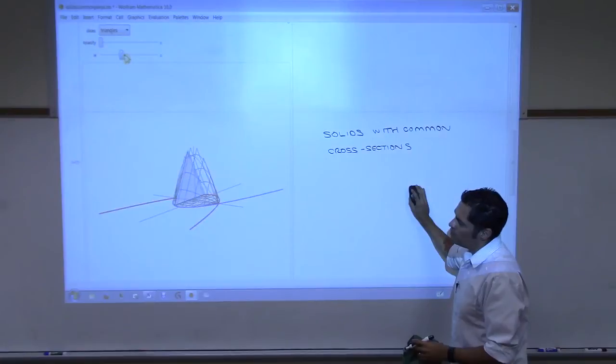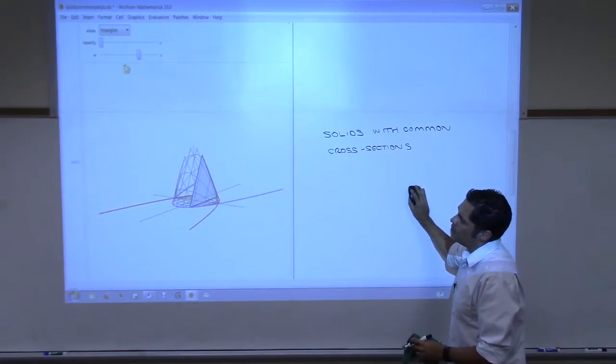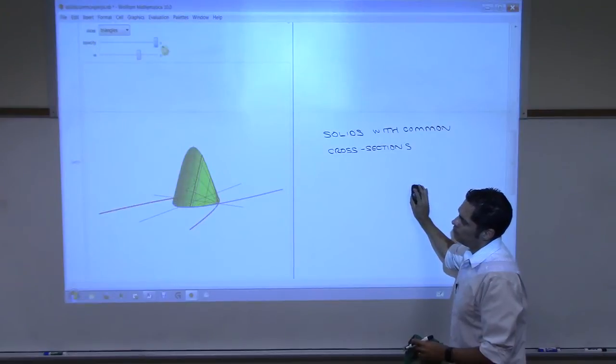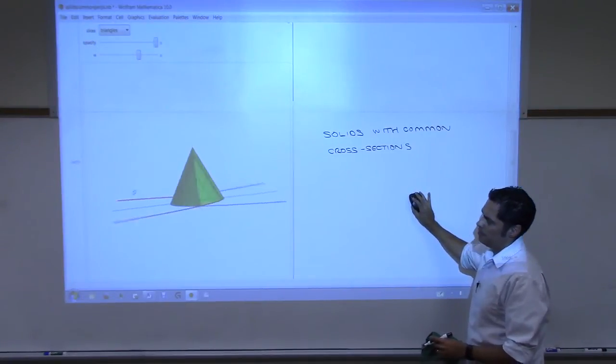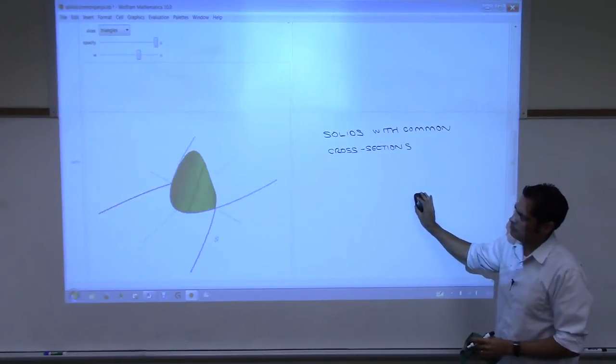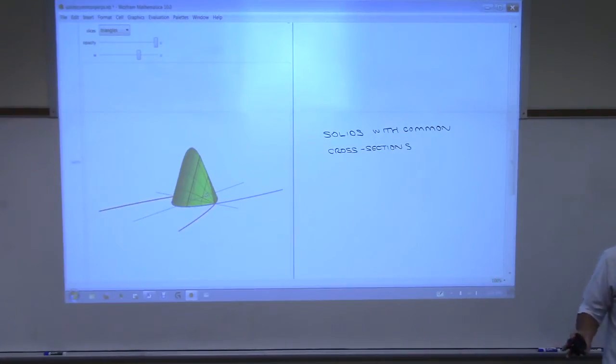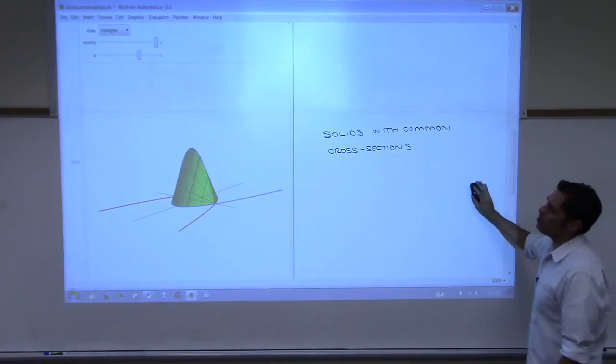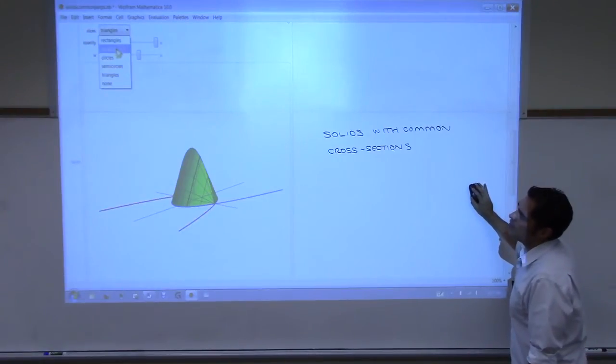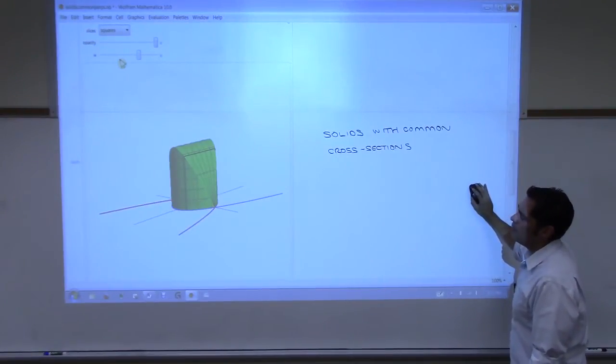So there's my triangle moving through. And if we put them all together, we get this shape. Do you understand the concept, the idea? Yes? Okay, so let's go with squares. We'll start with squares. I'm going to give us a specific example here.